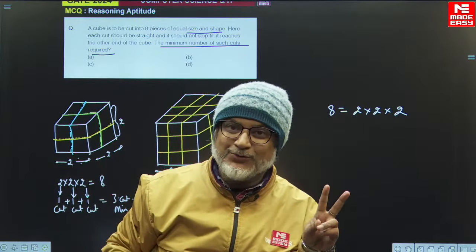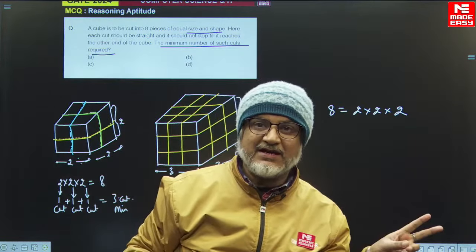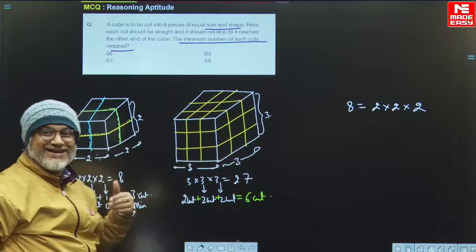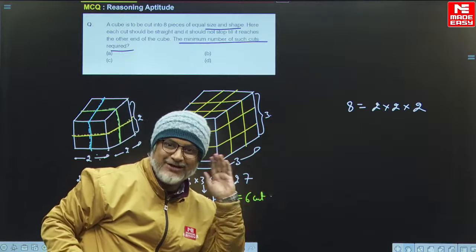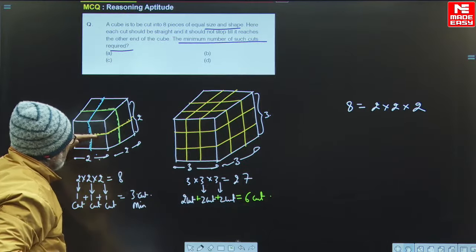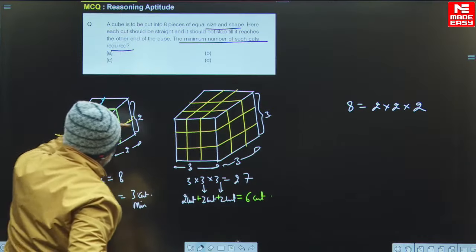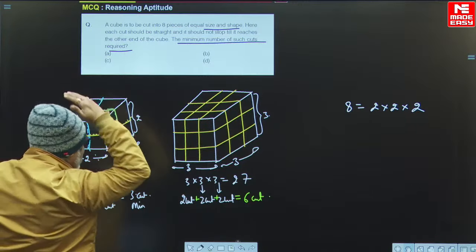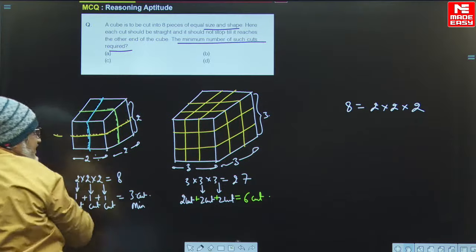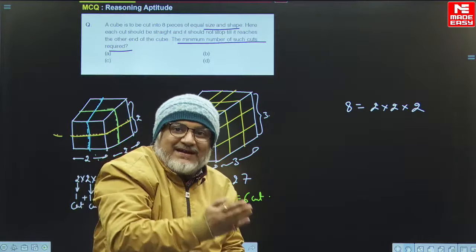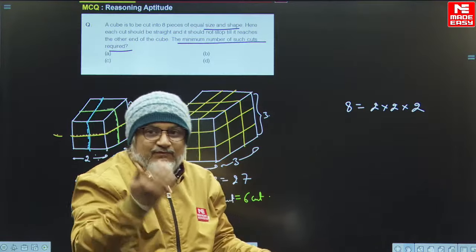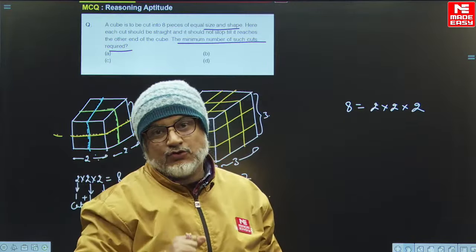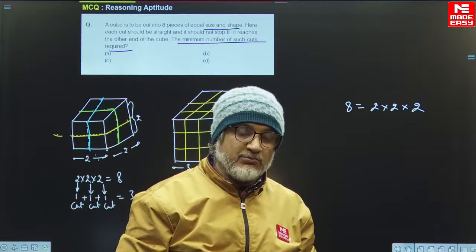Into how many parts did we divide the length? 2. The width? 2. The height? 2. But for dividing length into 2 parts, how many cuts have to be introduced? A single cut along the length, a single cut along the width, and a single cut along the height. Whenever we put one cut along the length, the length will be divided into 2 parts. One cut along the width, the width will be divided, and one cut along the height, the height will be divided into 2 parts. 2 into 2 into 2 will eventually come out to be 8.